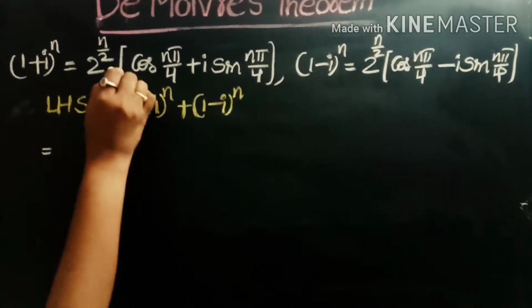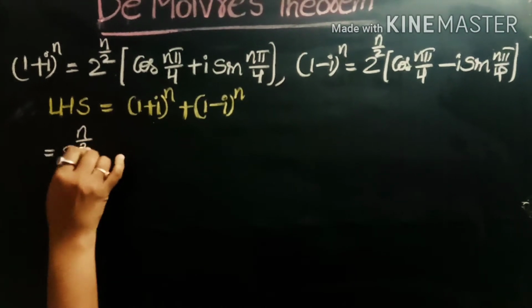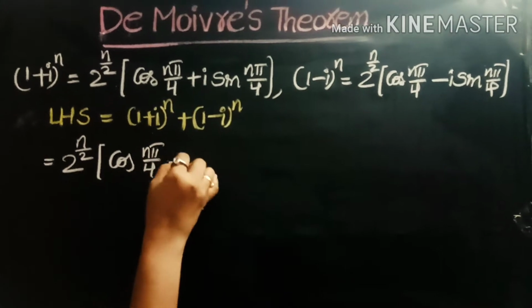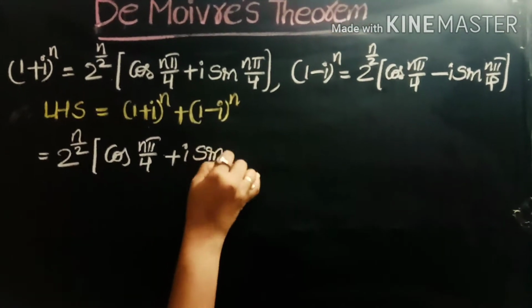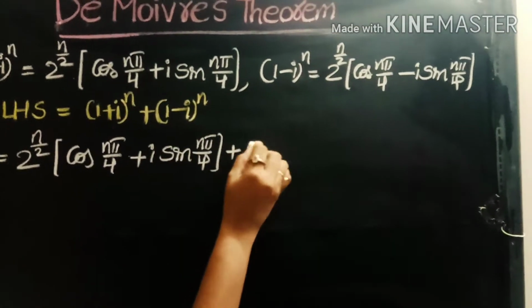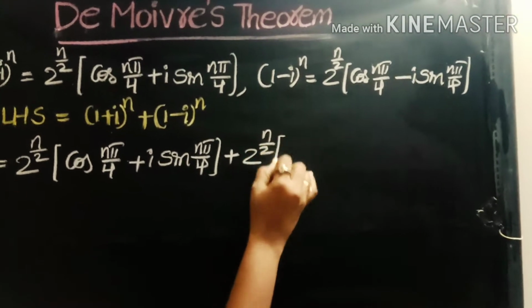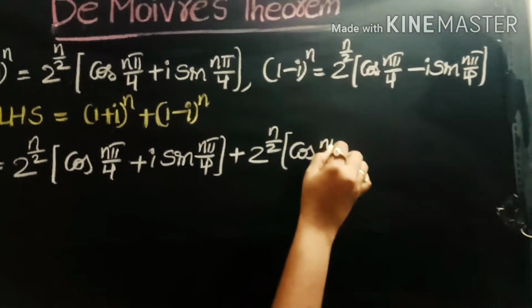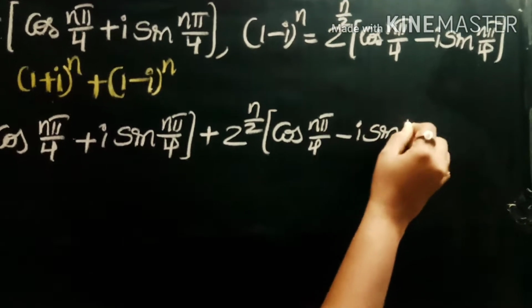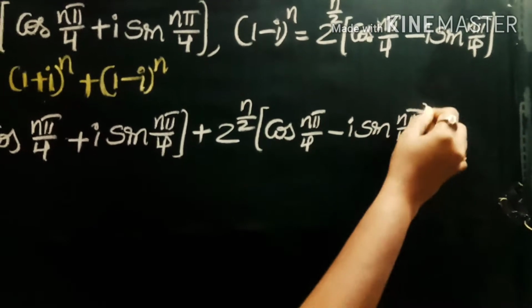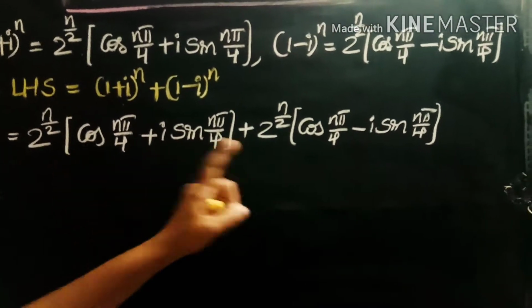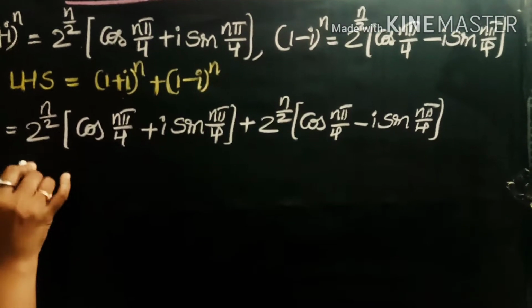So (1 + i)^n is nothing but 2^(n/2) into (cos nπ/4 + i sin nπ/4), plus (1 − i)^n, which is nothing but 2^(n/2) into (cos nπ/4 − i sin nπ/4), and this equals, here 2^(n/2) is the common term, so taking 2^(n/2) common.